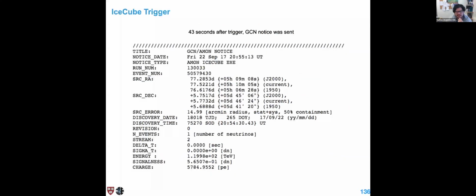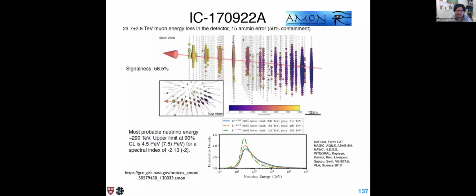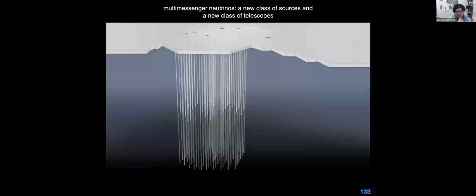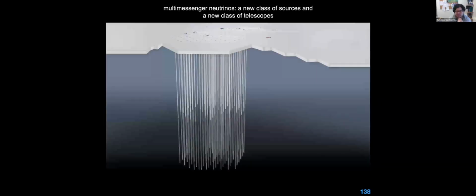So this is another example of those. A very famous event alert was this event here, IceCube 170922A. This was a 23 TeV muon, detected in 2017. The reason this is important is because it ended up being one of the first events associated to a neutrino source correlation. So let me show you what that event looked like.